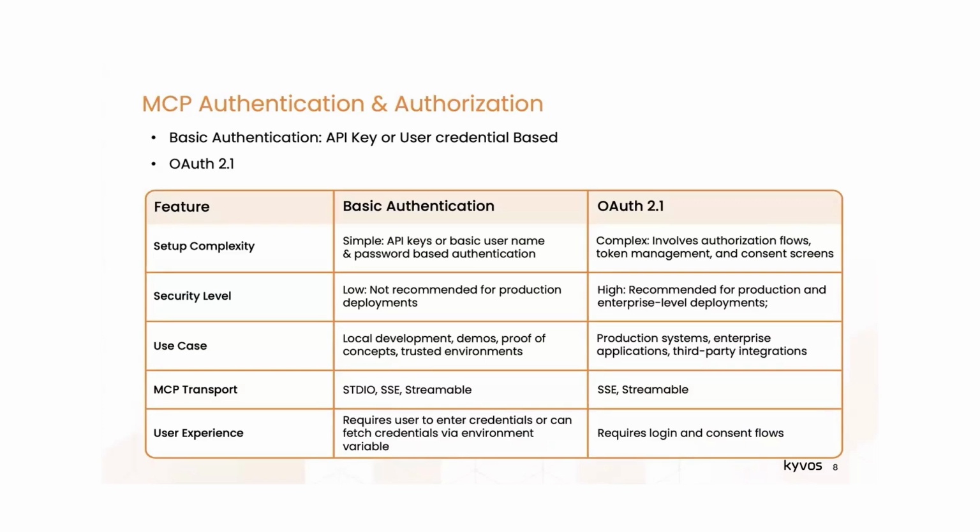Obviously, in the basic authentication, security level is low and it is generally not recommended for production deployment. It is useful, again, for demo and POC kind of purposes. OAuth is recommended for production grade deployments. Basic authentication is supported in all the three transport mechanisms: STDIO, SSE, and streamable, while OAuth is supported in SSE and streamable options.